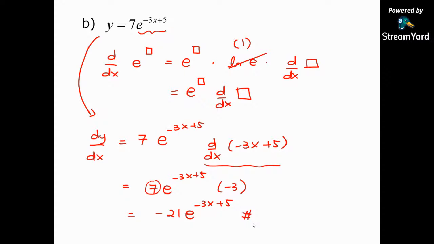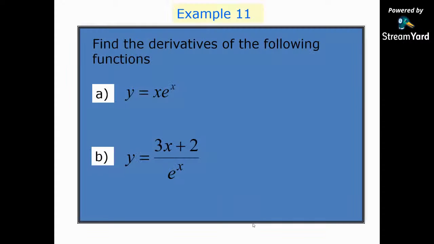Okay, so done with the exponential. So now let us proceed with the next one. Find the derivative of the following function. We got y equal to x e^x, and another one is y equal to (3x + 2) over e^x. Do check out this one.